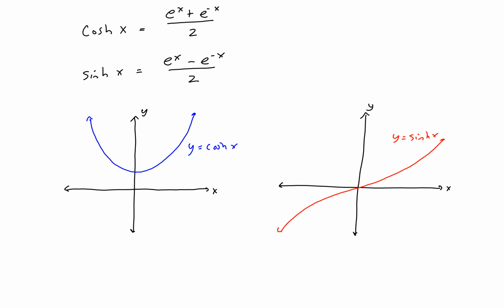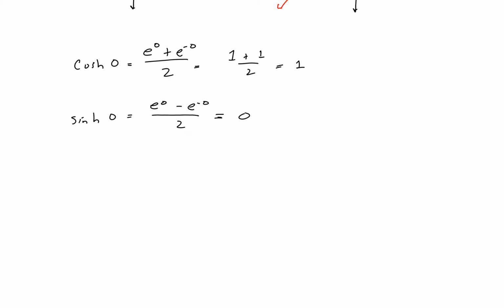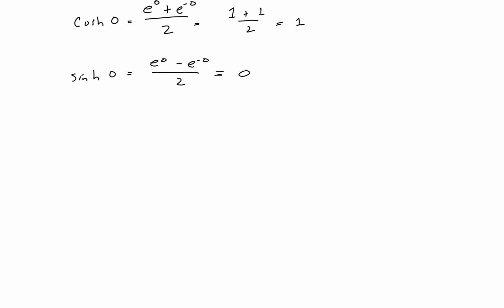Now we can see some properties of this right away. If we see hyperbolic cosine of 0, we said before that this was 1, but just to check this, well, this is 1 plus 1 over 2, which is 1, and hyperbolic sine of 0 is e to the 0 minus e to the minus 0, which is 0, just like our graphs show us, but that's how we check them algebraically.